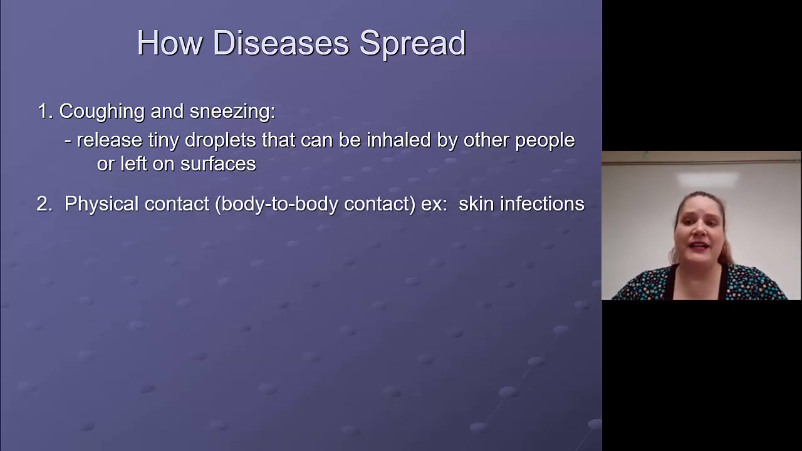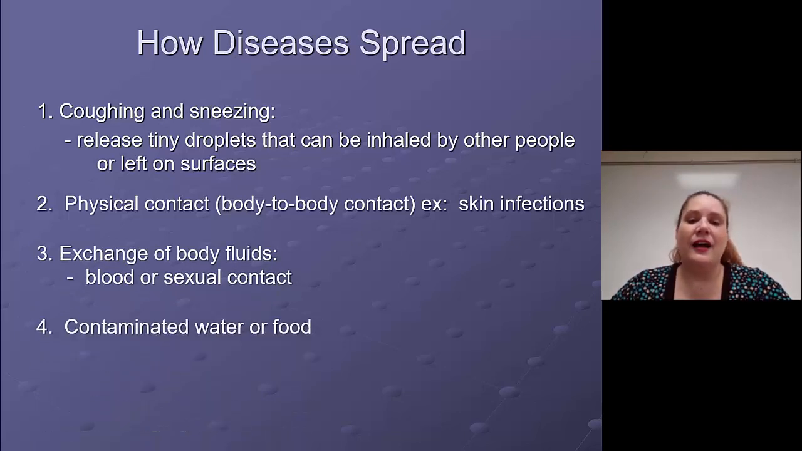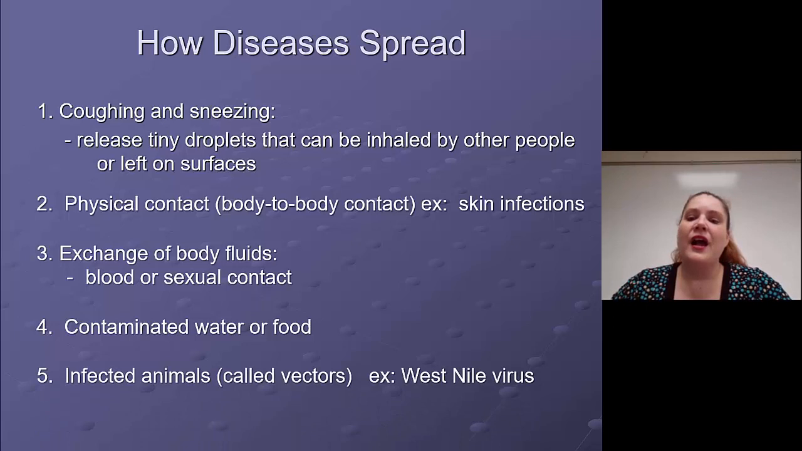Physical contact, body-to-body contact, so skin infections are an example of that. An exchange of bodily fluids, so blood or sexual contact. Contaminated water or food; things like food poisoning are going to come from contaminated food. And then there are infected animals, and an infected animal is called a vector. West Nile virus is an example of one. The mosquito would be the vector. So the West Nile virus goes into the mosquito, the mosquito bites you, and you get the West Nile virus.